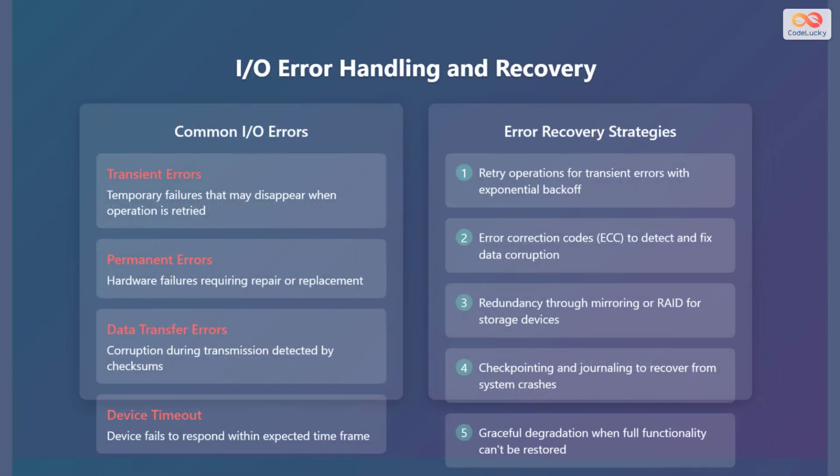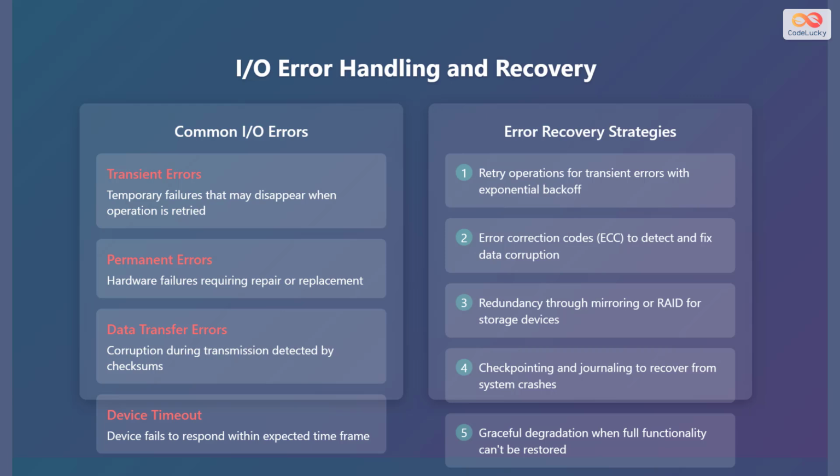Now let's discuss how to handle input-output errors and recover from them. Common input-output errors include transient errors, which are temporary failures that may disappear when the operation is retried, permanent errors, which are hardware failures requiring repair or replacement, data transfer errors, which is corruption during transmission detected by checksums, and device timeouts, where the device fails to respond within the expected time frame.